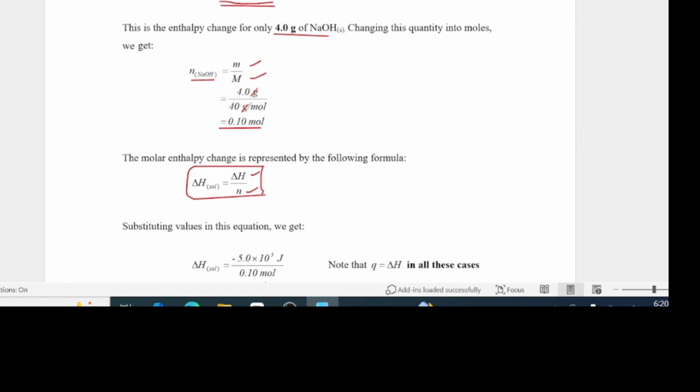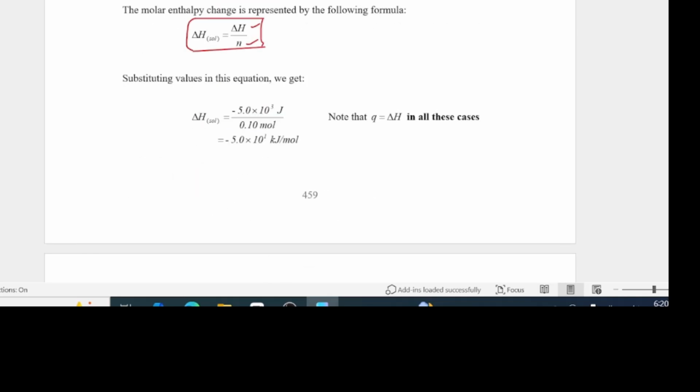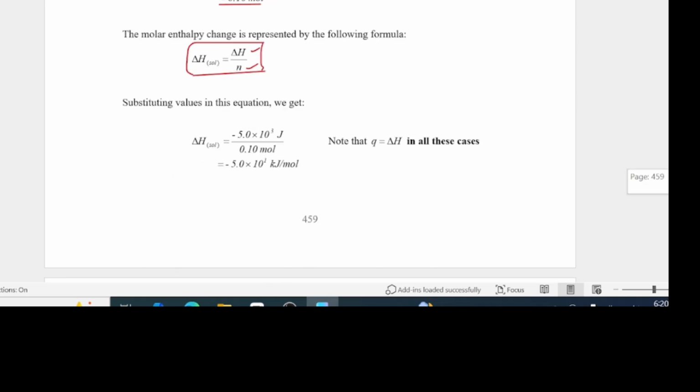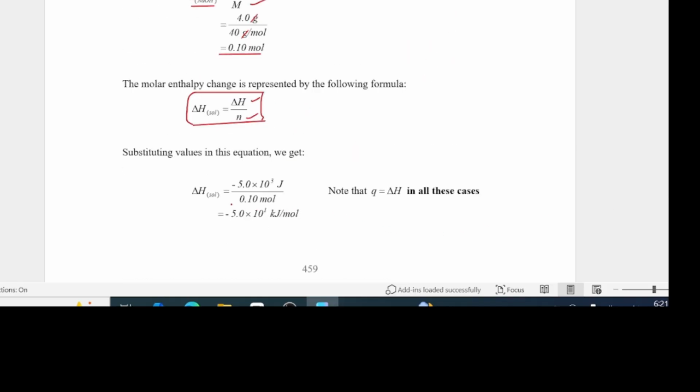So to find the molar enthalpy change of solution for sodium hydroxide, we'll take Q, which is delta H, and divide that by the number of moles, which is 0.01 mole in this case, and it works out that the molar enthalpy change of solution for sodium hydroxide is equal to that.